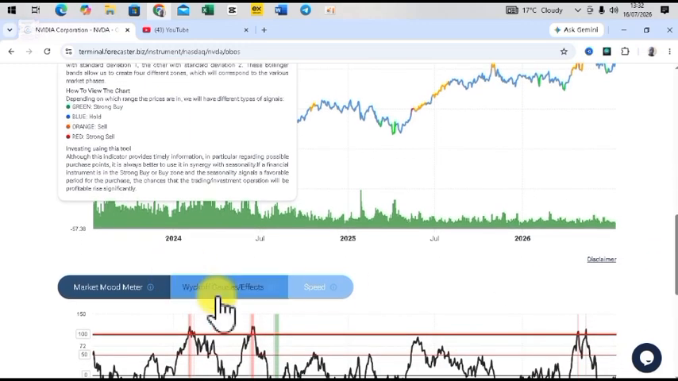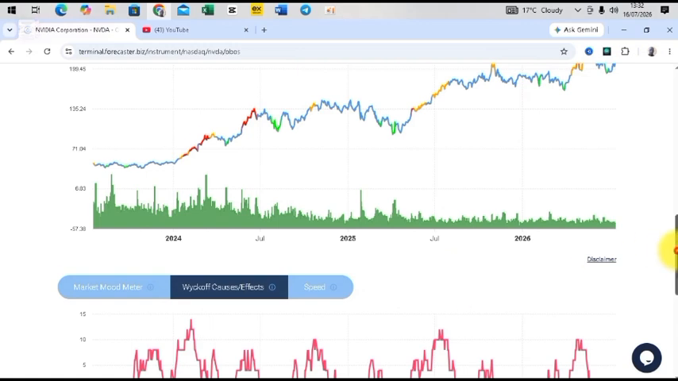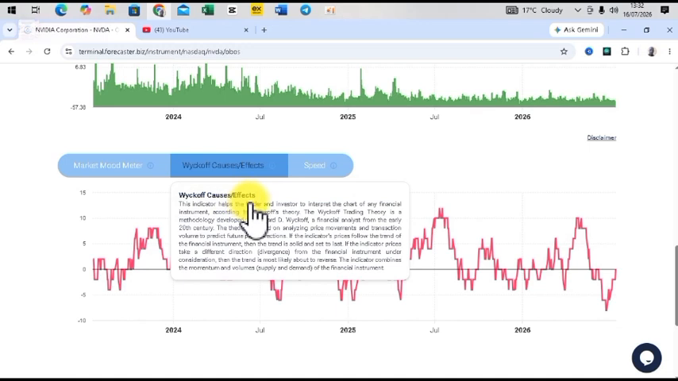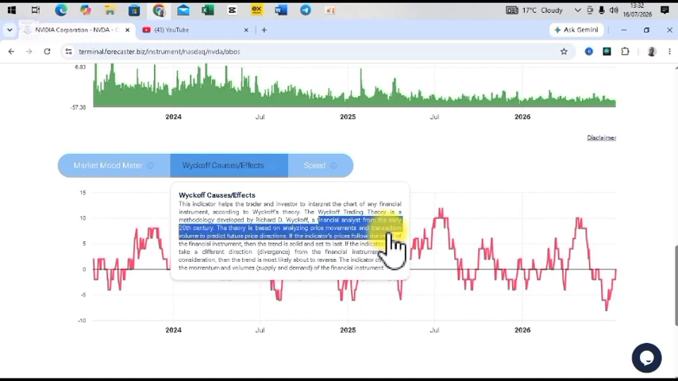Okay, so when you look at the Wyckoff causes, let's see how you can use this Wyckoff. This indicator helps the trader and investor to interpret the chart of any financial instrument. According to Wyckoff's theory, the Wyckoff trading theory is a methodology developed by Richard D. Wyckoff, a financial analyst from the early 20th century. The theory is based on analyzing price movements and transaction volume to predict future price directions. If the indicator's prices follow the trend of the financial instrument, then the trend is solid.